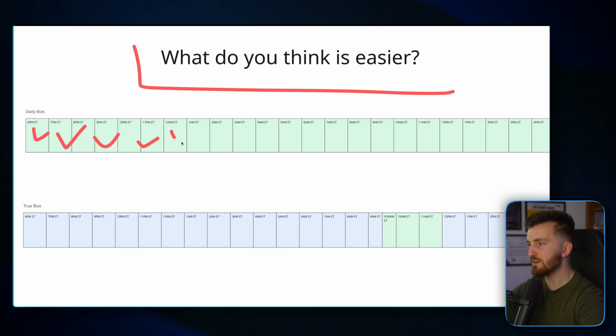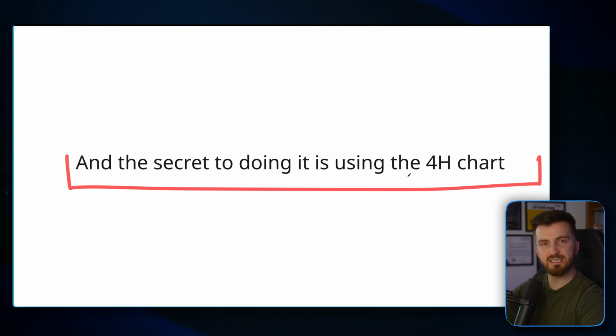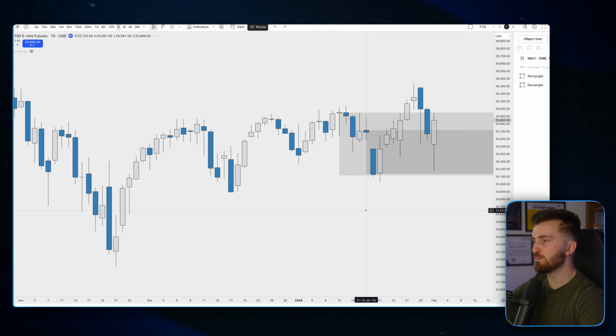Be right for the full day or be right for a tiny subsection of the day. And the secret to doing this is by using the 4-hour chart. Because now, if we go back to this chart and you say, "Kimmel, right here, we are still at the bullish key levels and we are respecting those bullish key levels."